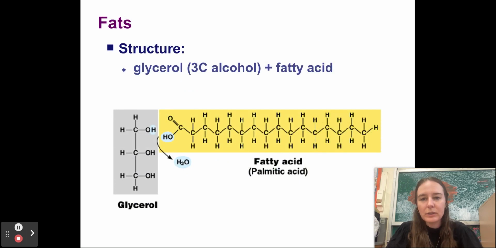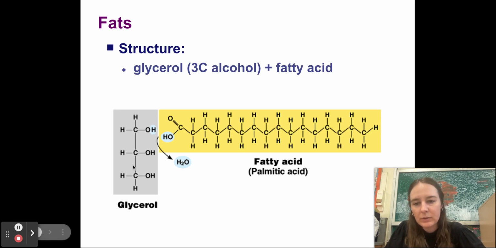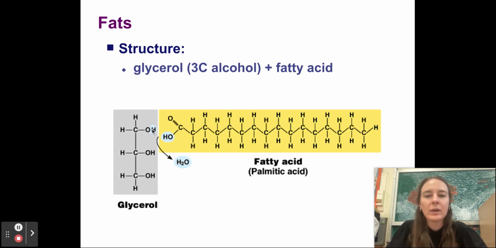Okay, so let's look at fat. Let's look at the structure of a fat molecule. You'll notice that there are two main pieces. On the left-hand side, this subunit is called glycerol, and it's a 3-carbon alcohol. These OH groups are a functional group called alcohol. And remember, anytime you see a molecule named with OL at the end, that is the name of an alcohol. So we have a glycerol molecule, 3 carbons with 3 OH groups, 3 alcohol groups, and it's connected to something called a fatty acid.